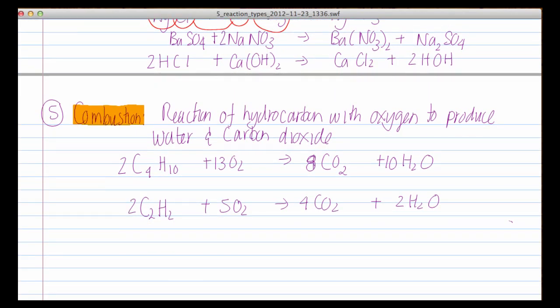And finally, our last type of reaction that we'll be discussing is a combustion reaction. That's when a hydrocarbon reacts with oxygen to produce water and carbon dioxide. First example, we've got butane gas reacting with oxygen to produce CO2 and H2O.